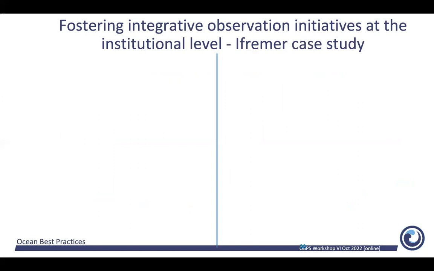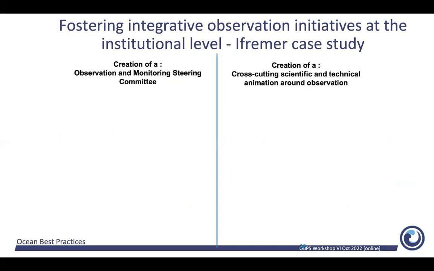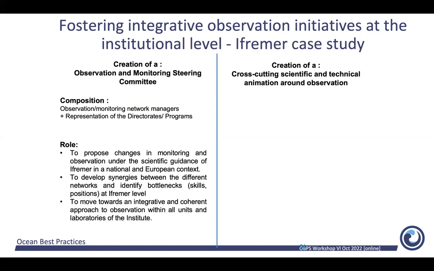So basically what we present with this brainstorming working group is the need for two kinds of initiative. Just as Adele said, we need a top-down initiative internally for observation, like an observation and monitoring steering committee. But we also need a community-based approach, like cross-cutting scientific and technological animation around observation. For this one, I think we will invite all the observation and monitoring network managers, and we'll also invite representatives of the directorates and programs.